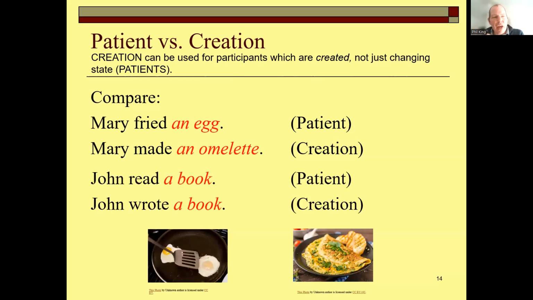Or here's another example. John read a book. Well, the book isn't created through the action of this. The book just goes through a change of state from being unread to being read. Whereas John wrote a book, the book didn't exist at the beginning, and now it does exist. So we might call this a creation. I've heard that this is relevant in sign language, for example, that normal patients occur before the verb, I think, whereas creations might occur after the verb. I think there's a word order switch depending on whether you have a patient or a creation, in British Sign Language at least.